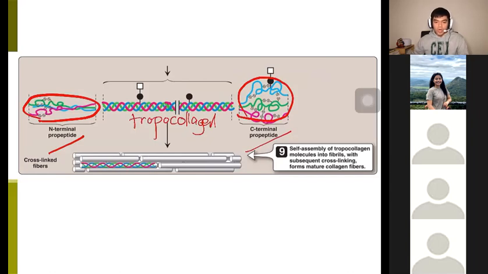And this tropocollagen would cross-link and then ultimately form the final product that is strong, that is flexible, and that would resist breakage. That is yung final product na collagen. So diyan natatapos ang synthesis of collagen.